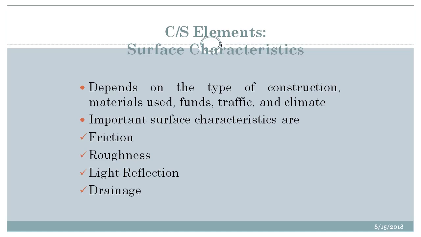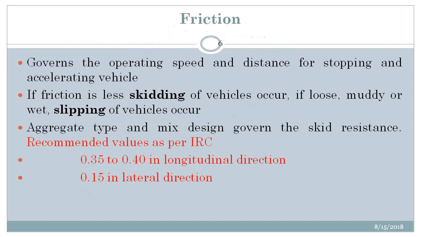The important surface characteristics are as follows: 1. Friction. 2. Roughness. 3. Light reflection. 4. Drainage. 1. Friction governs the operating speed and distance for stopping and accelerating vehicle. 2. If friction is less, skidding of vehicles occurs. If loose, muddy or wet, slipping of vehicles occurs. 3. Aggregate type and mix design govern the skid resistance. Recommended values as per IRC are given in the slide.